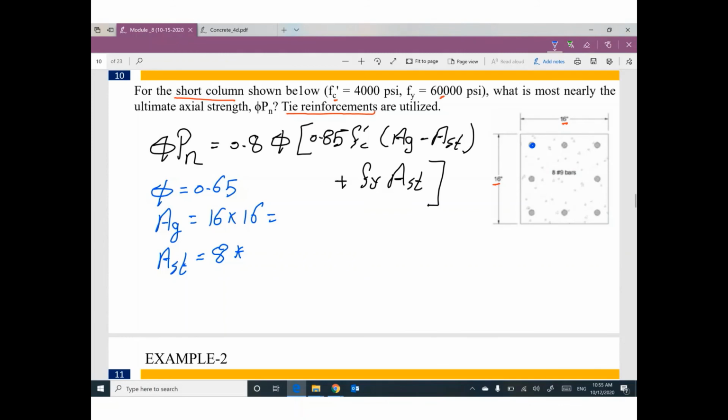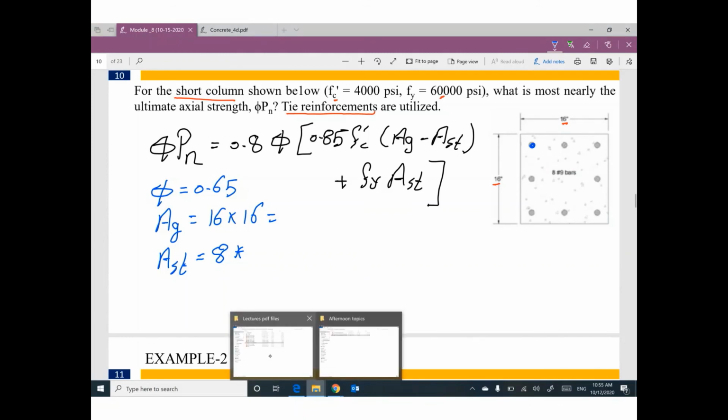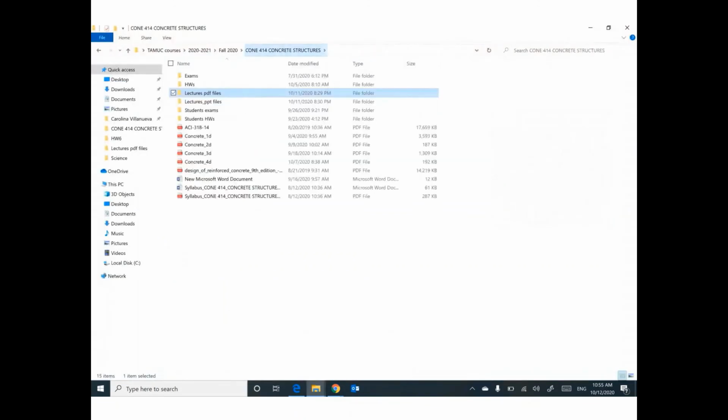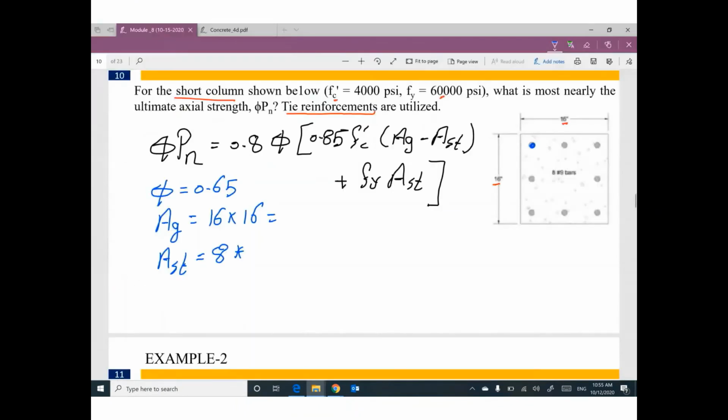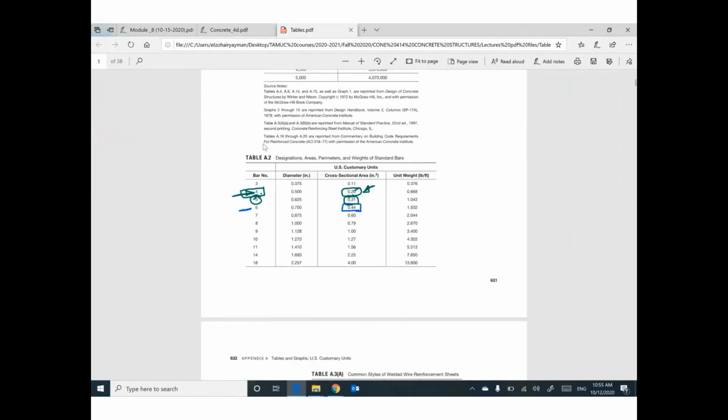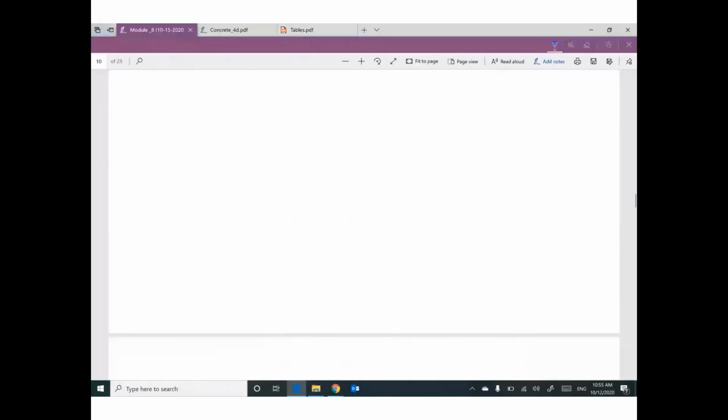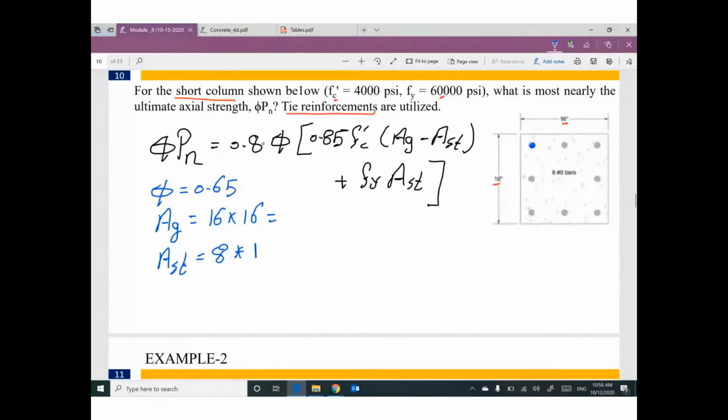I need to open my table. You remember your table? For number 9, what is the area of number 9? Number 9 is 1. You are lucky. So 8 bars times 1, so the area steel will be 8 inches square. Area gross, 16 times 16, is 256 inches square. I am done.